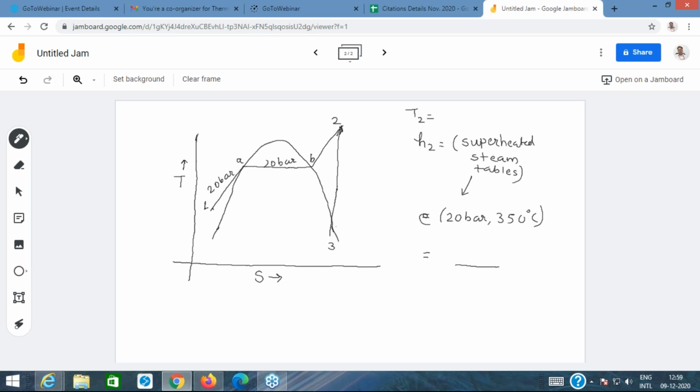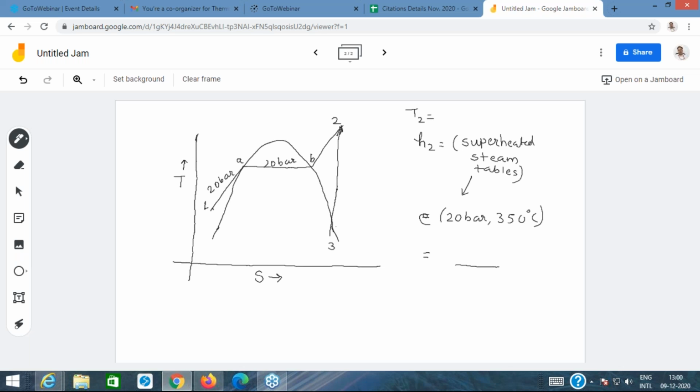20 bar, 350 degrees centigrade. Tell me the value of enthalpy H2. In the steam table, you will have saturated table and superheated steam table columns. I don't know which table you are using, but enthalpy value is not that low, Kamlesh. I am talking about enthalpy, not entropy. So you need to refer to the superheated steam table. At 20 bar and 350 degrees centigrade, the value of enthalpy is around 3137.